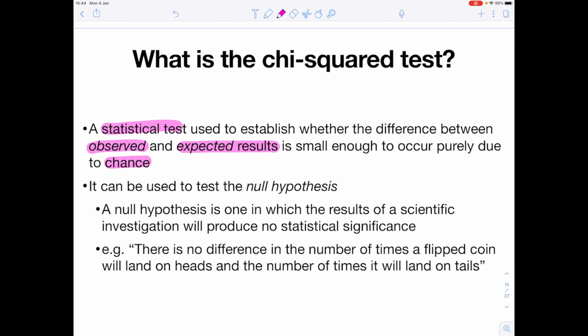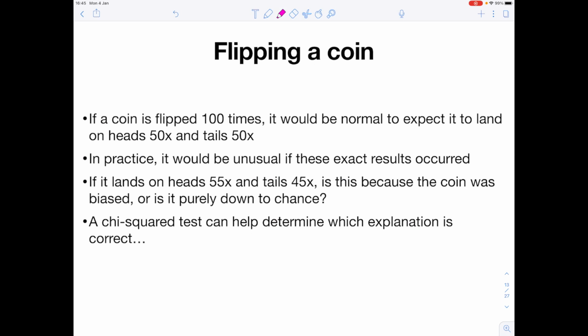So it can be used to test what's known as the null hypothesis. A null hypothesis is one in which the results of a scientific investigation will produce no statistical significance. For example, there is no difference in the number of times a flipped coin will land on heads and the number of times it will land on tails. So we'll take the flipping a coin example because I think this gives a really nice clear image of how the chi-squared can be used.